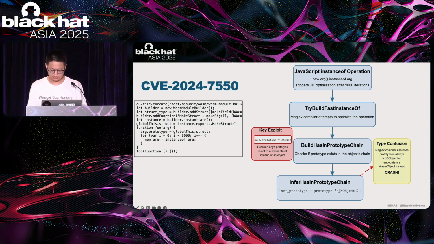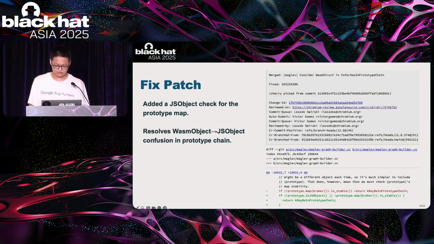During compilation, in InfoHasInPrototypeChain, it executes the code prototype as JSObject, which assumes that the prototype is always a JS object and directly casts it as a JSObject. However, this assumption fails when the prototype is actually a Wasm struct. Chrome's fix for this vulnerability follows a similar approach to the previous vulnerability by hardening type checks.